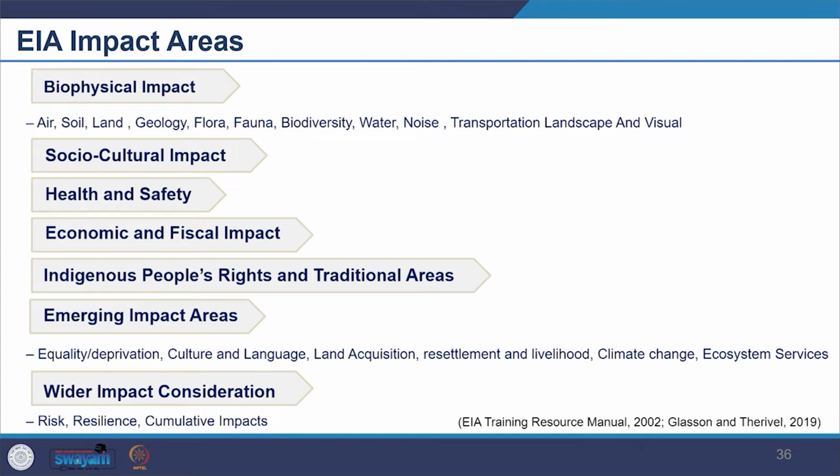Now we'll look at various EIA impact areas. The impact areas include the biophysical impact, which we are going to cover today. Then it also includes socio-economic impact, then also health and safety, economic and fiscal impact. We also see indigenous peoples' rights and traditional areas, emerging impact areas, and some wider impact considerations which are upcoming. In part one, we are going to look only at the biophysical impact areas today.